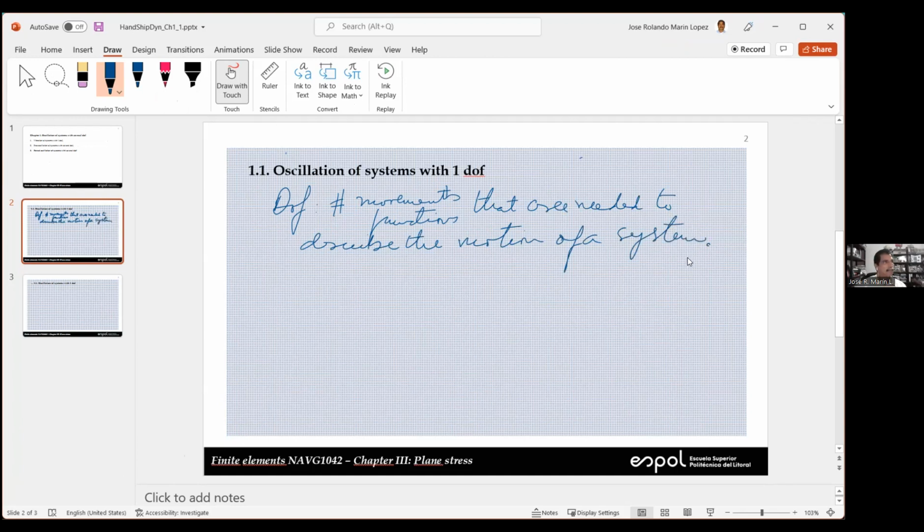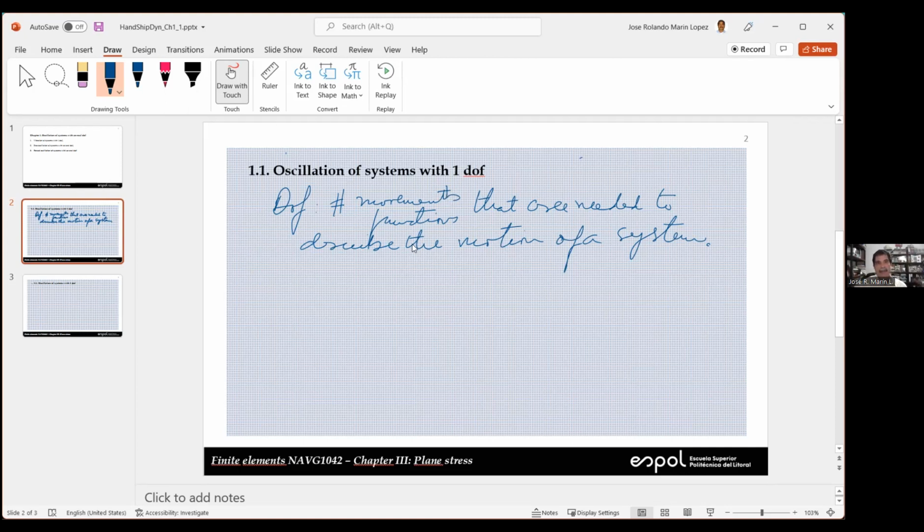Okay. So in this subchapter, we're going to start by considering systems with 1 degree of freedom. That means that we're going to be trying to find one function, of course, dependent on time. And if you know that, you know exactly the position of the point of the system. You can describe how it moves.